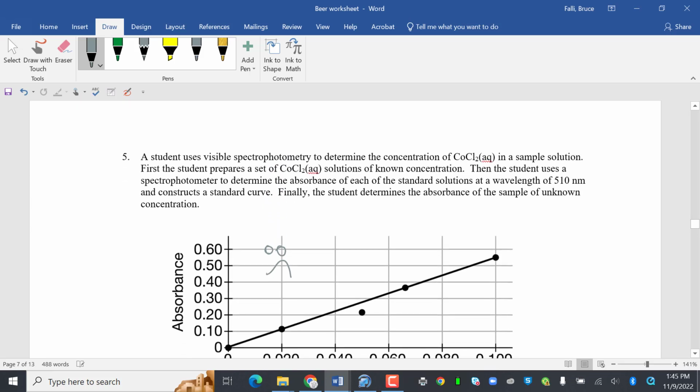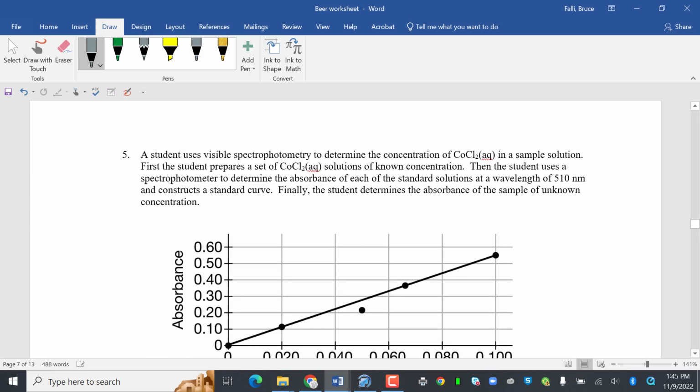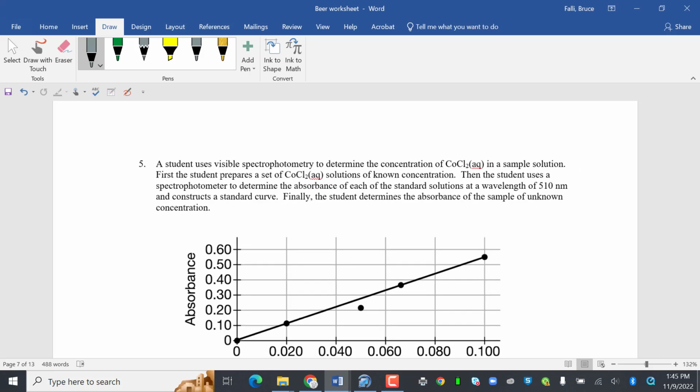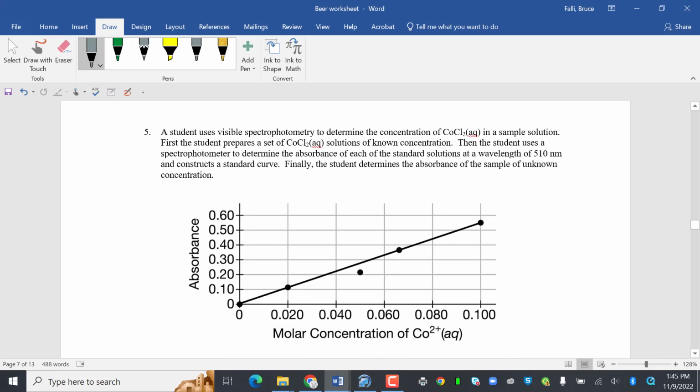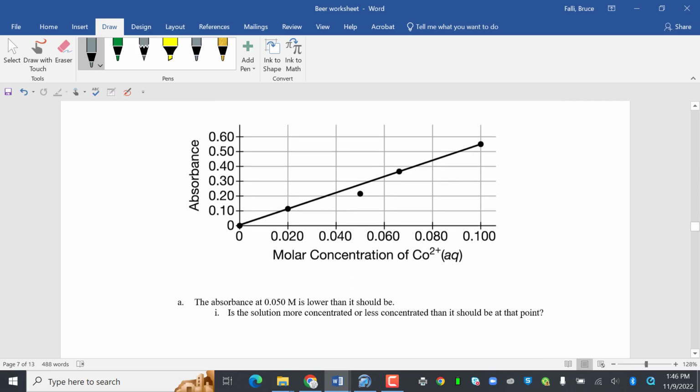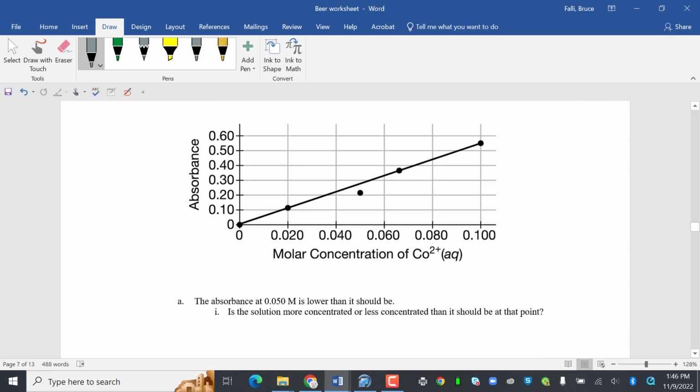A student uses visible spectrophotometry to determine the concentration of COCl2 in a sample solution. First, the student prepares a set of COCl2 solutions of known concentration. Then the student uses a spectrophotometer to determine the absorbance of each standard solution at a wavelength of 510 nanometers, and constructs a standard curve. Finally, the student determines the absorbance of the sample of unknown concentration. The absorbance of 0.05 is lower than it should be. Is the solution more concentrated or less concentrated than it should be at this point?